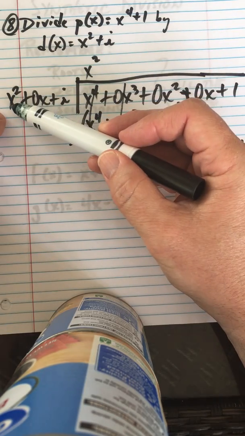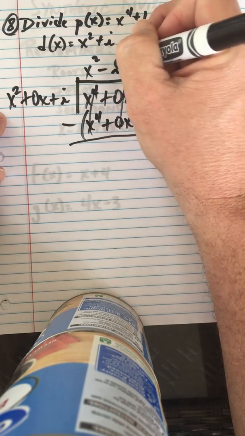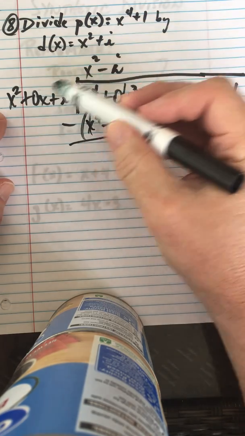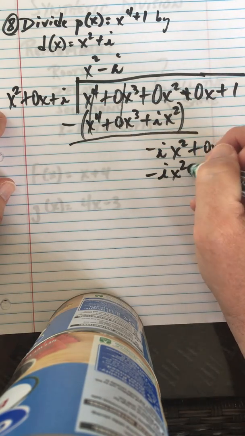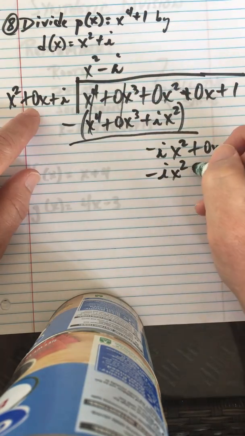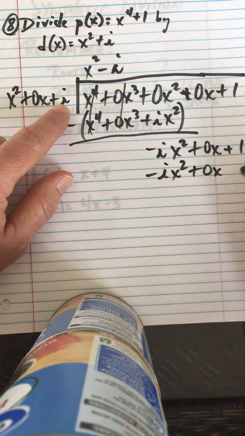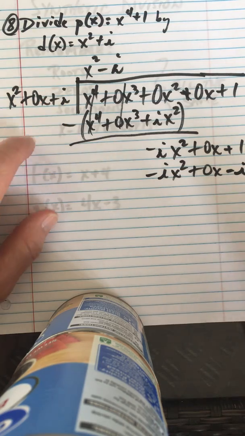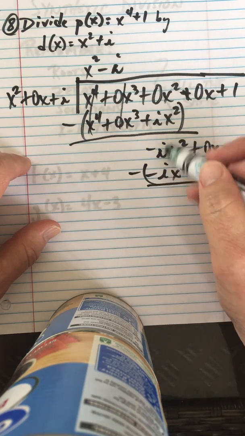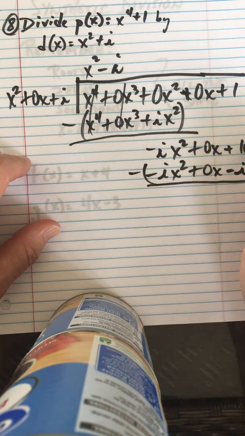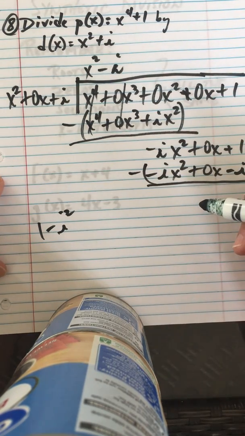And you ask, what do you multiply x squared by to give you negative i x squared? That'd be a negative i. So multiply negative i times all three of those. Negative i times x squared is negative i x squared. 0 times anything is going to be 0. And negative i times i is negative i squared. Now when I go through to subtract these things off, those are going to go away and those are going to go away. But I've got 1, I'll do that right over here, 1 minus i squared.